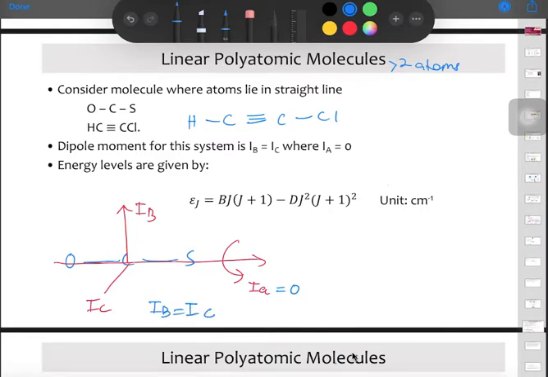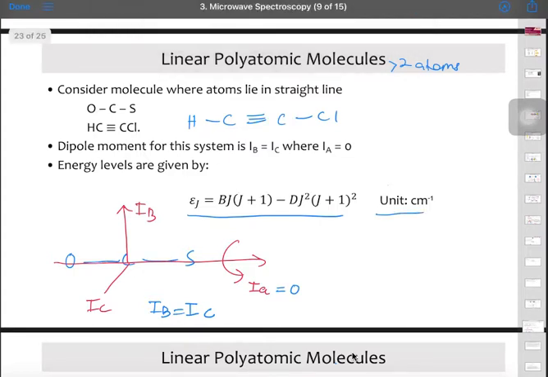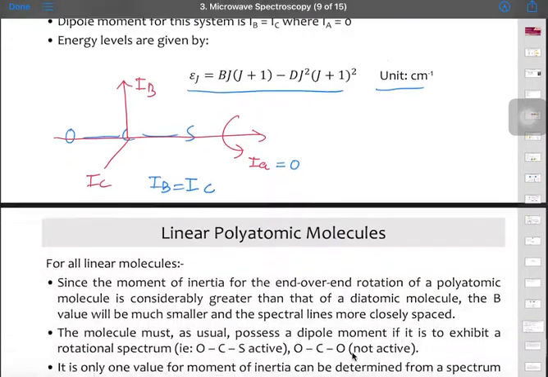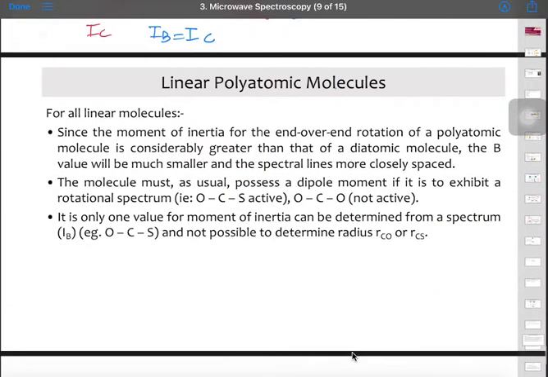In linear polyatomic molecules, the energy level equation is the same as the one in non-rigid diatomic molecules, which is epsilon_J equals BJ(J+1) minus DJ squared (J+1) squared, with the unit of per centimeter, or centimeter to the power of minus 1. The thing about linear polyatomic molecules is this is our limitation: we have difficulty measuring the bond length.